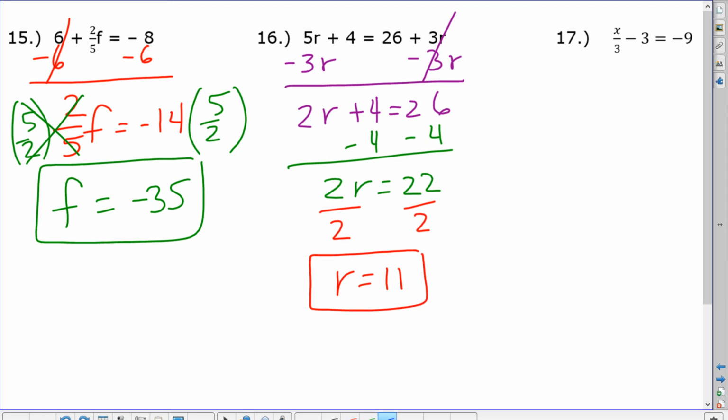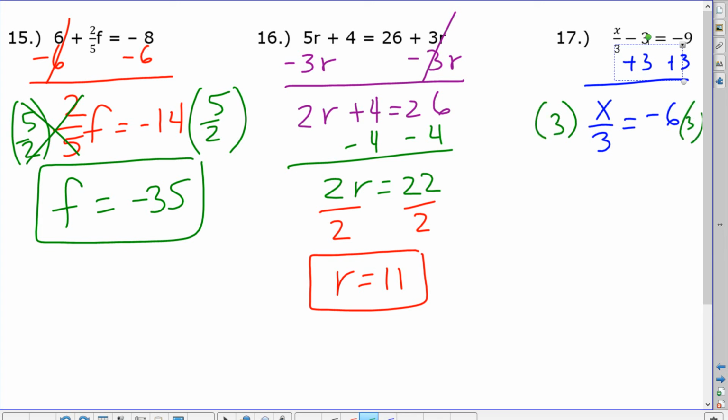Okay, last one. Move my constant. And don't forget, the inverse of division is multiplication. The remainder of the worksheet is review that you don't need any assistance with.